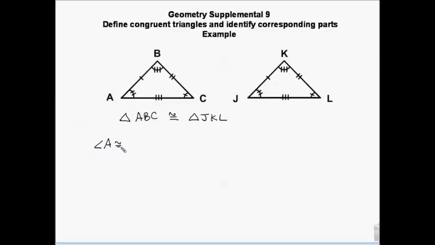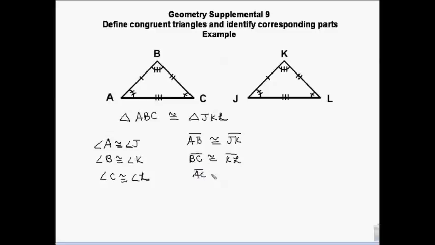Angle A is congruent to angle J. Angle B is congruent to angle K. And angle C is congruent to angle L. Then I have side AB is congruent to side JK. Side BC is congruent to side KL. And side AC is congruent to side JL.